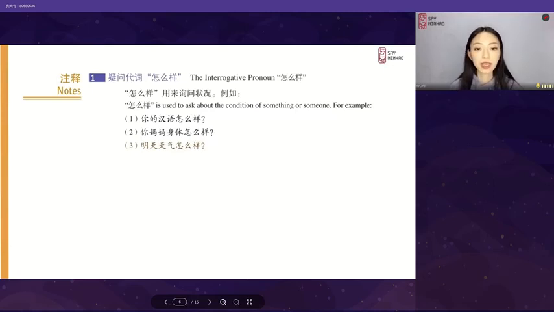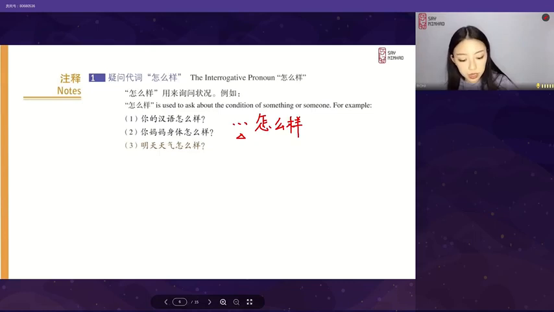Okay, now let's move on to next part, language point. So first is the interrogative pronoun, 怎么样? It is used to ask about the condition of something or someone, it means how. And the structure of it is something or somebody, 怎么样? Whatever you want to ask, you just put that thing or that person before 怎么样.